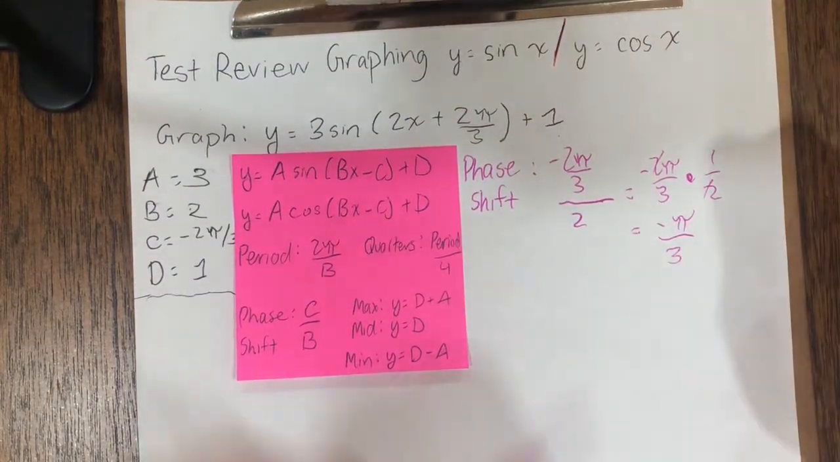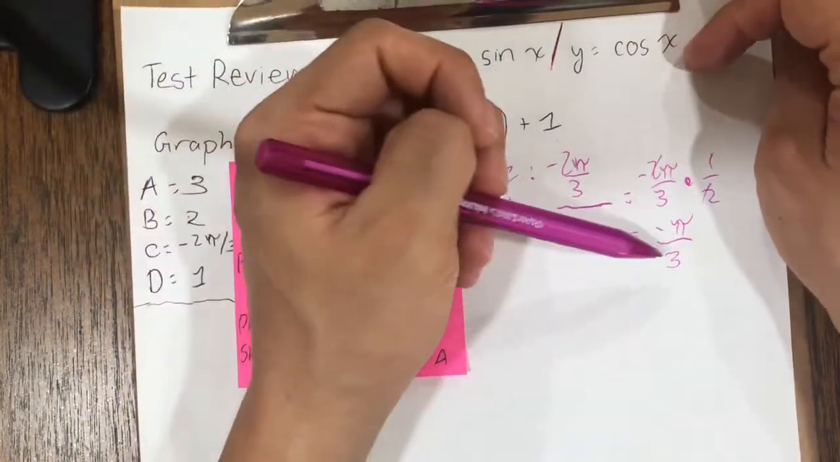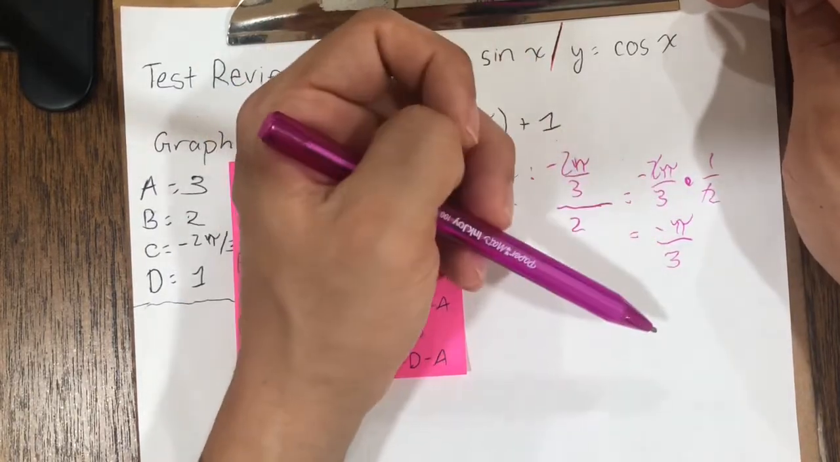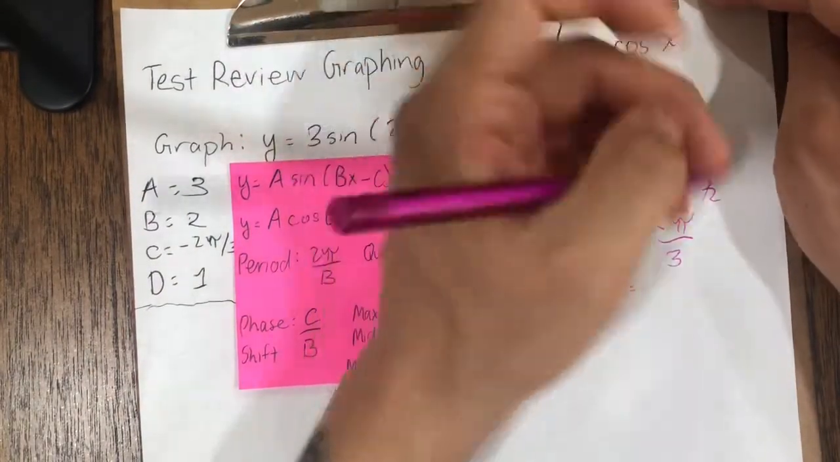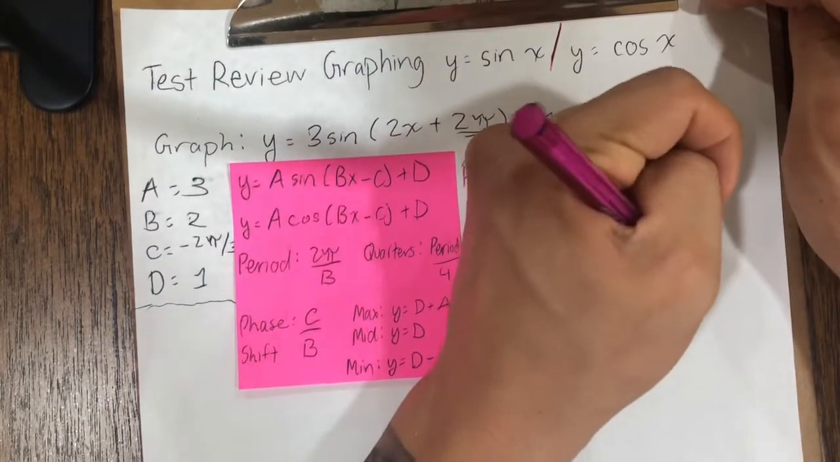Now remember, phase shift follows the same rule as a horizontal shift. So if we're going negative pi over 3 horizontally, that means we're either going to the left or to the right. With that being said, the left side represents the negative. So we're going to be moving pi over 3 or 60 degrees to the left.